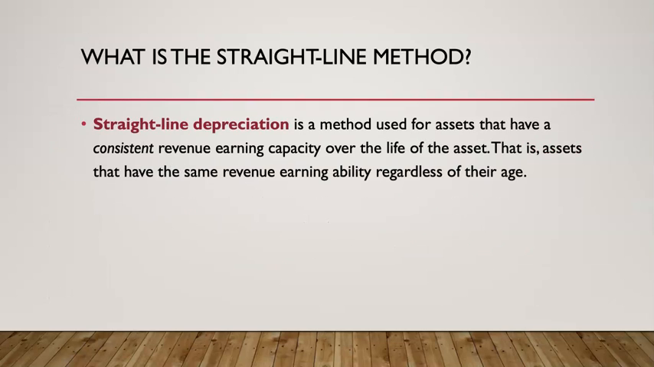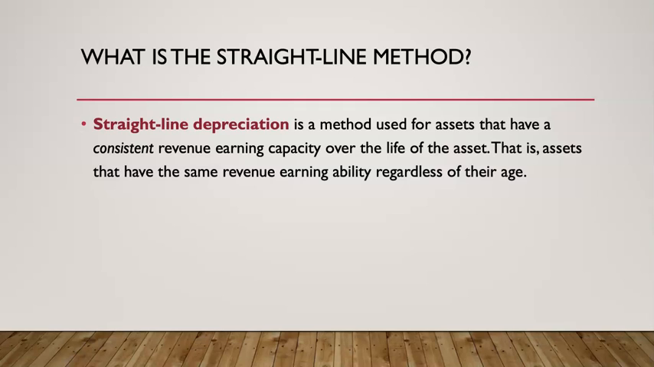So what is the straight line method? Straight line method depreciation is a method used for assets that have a consistent revenue earning capacity over the life of the asset. What do I mean by that? Assets have the same revenue earning ability regardless of their age. Remember, depreciation is allocating the cost or the usefulness of the asset throughout its lifetime, because it is more than 12 months, and it would be overestimating the value of the asset if we keep it on our books at its historical cost. Straight line method is when we have assets that are going to have a consistent revenue earning capacity.